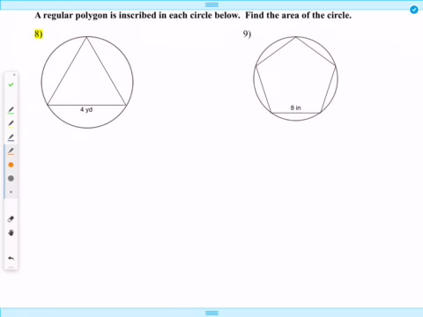This time we're going to look at question number 8, and the directions on this question are a little different than anything you've seen before, and so that's why I'm working it out for you here. It says, a regular polygon is inscribed in each circle below. Find the area of the circle, okay?